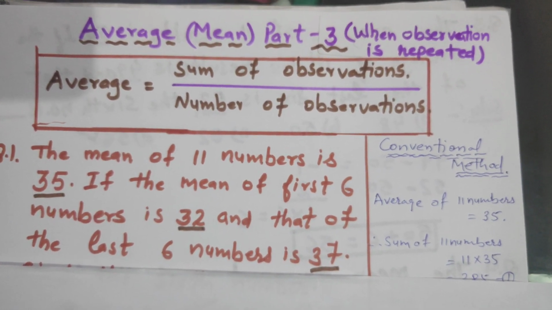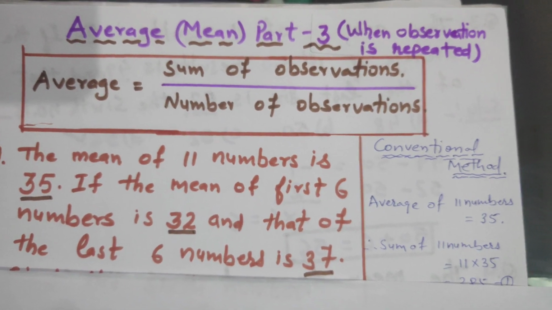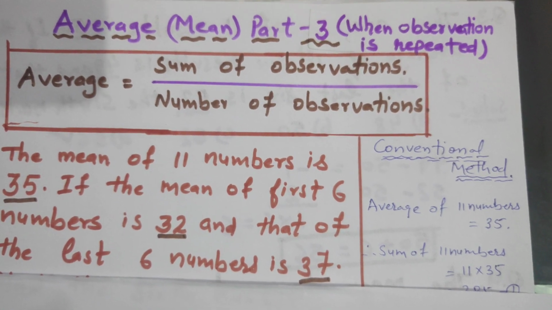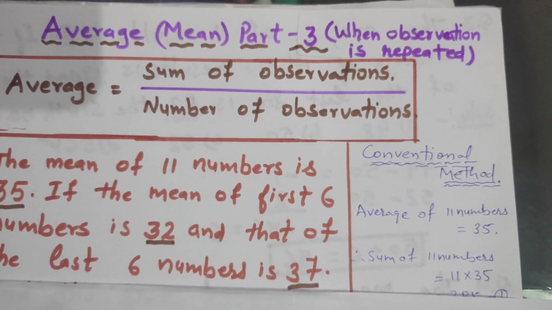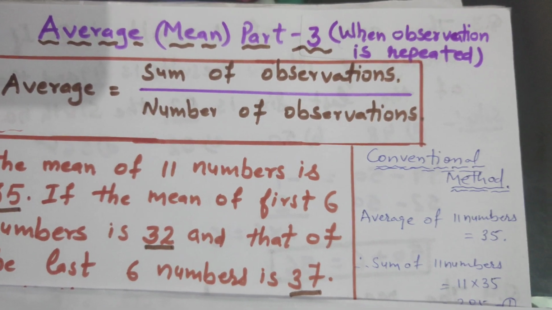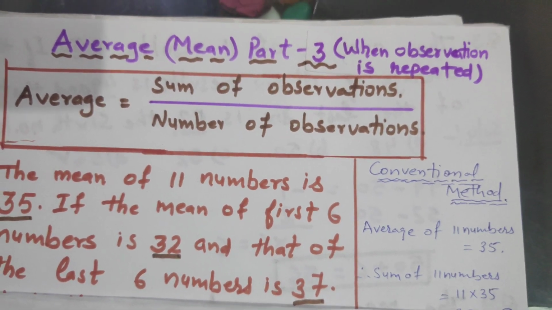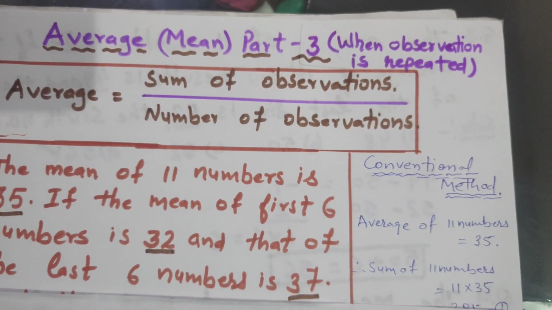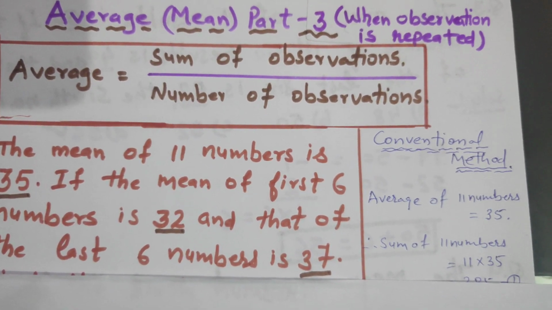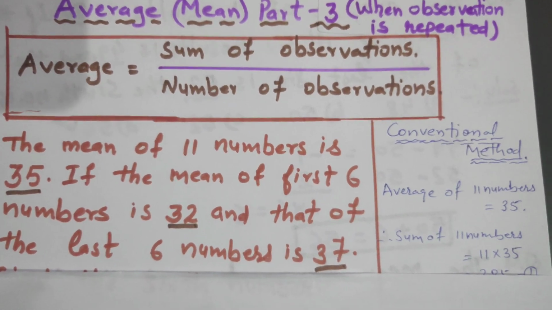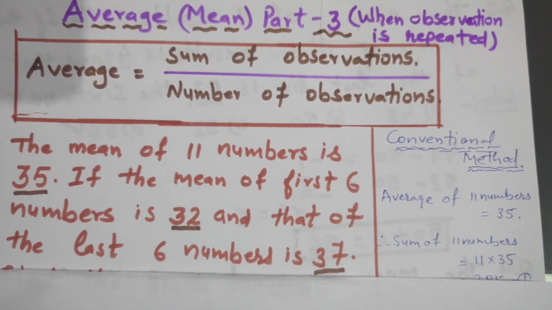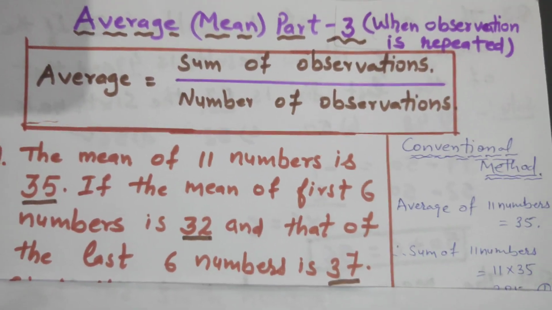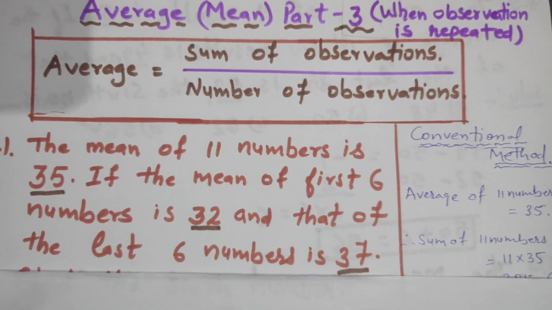Now we are going to start average or mean part 3. In this video, we will learn how to find the average when observation is repeated, when one of the observations is repeated in both the times. Now as you know, the formula for average is sum of observations divided by number of observations. Although we will not use this, this concept must be clear in your mind.